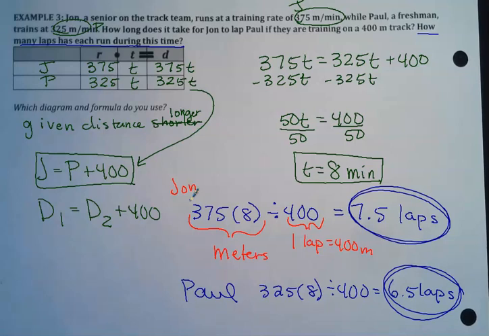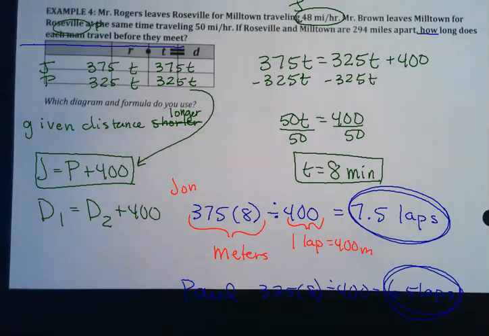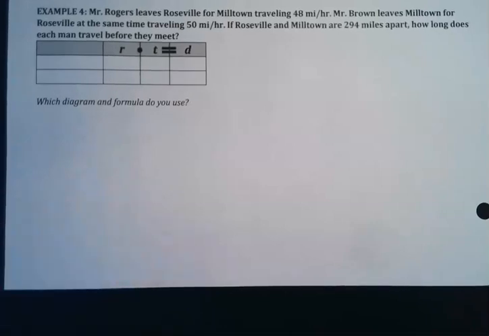All right, we've got one more to think our way through. Let's clear. All right, last one is Mr. Rogers leaving Roseville for Milltown, traveling 48 miles per hour. Mr. Brown leaves Milltown for Roseville at the same time, traveling 50 miles per hour. If Roseville and Milltown are 294 miles apart, how long does each man travel before they meet? Opposite directions, yesterday. Good.